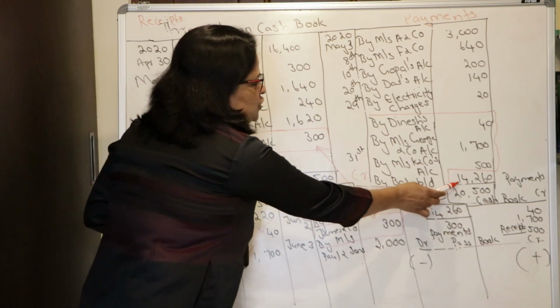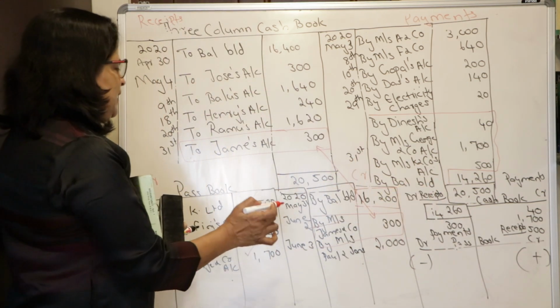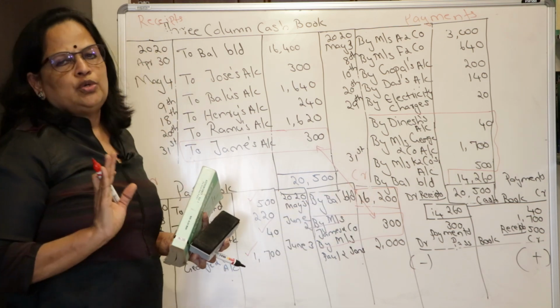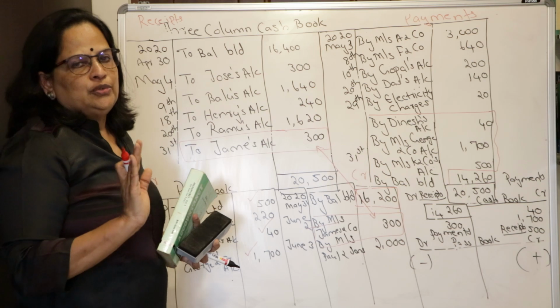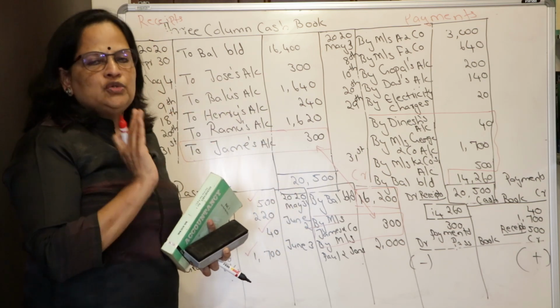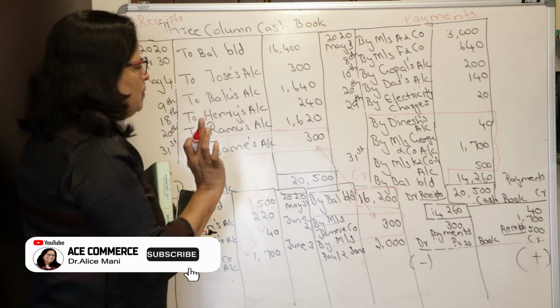Cash book balance is showing 14,260 as on 31st May, whereas the 31st May passbook balance is 16,200. Now we are going to prepare a bank reconciliation statement with this using the analytical cross method. So now here you have to see the common entries.